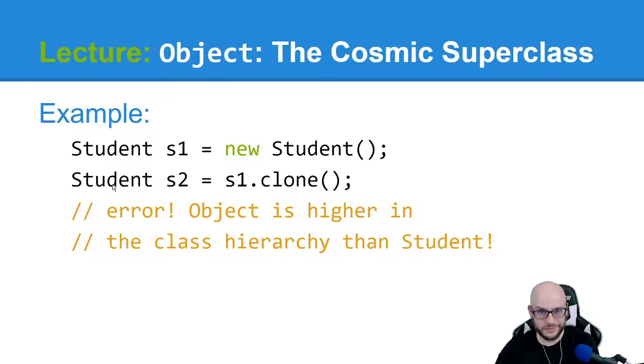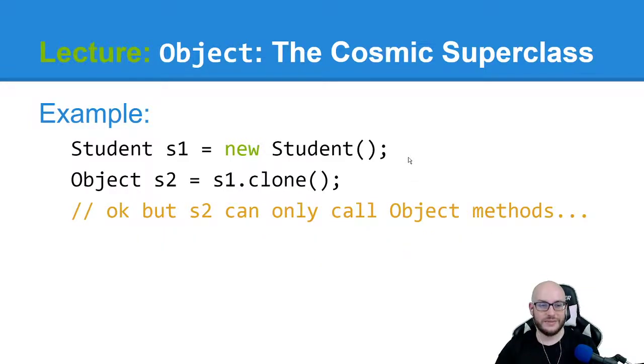So this is the problem, and this is what this video is actually supposed to be talking about. It's a big lead-in. If we were to do this, notice that the compile time data type of S2 is now object. I can save object into object because object is equal to or beneath object in the class hierarchy. This works, but now look at the compile time data type of S2. I am limited to object methods.